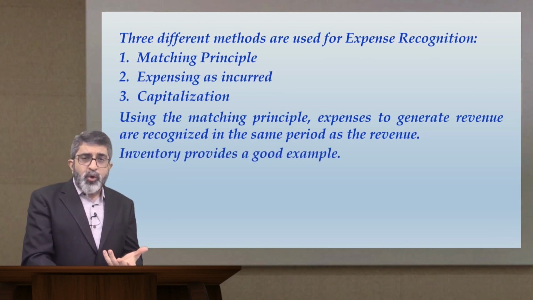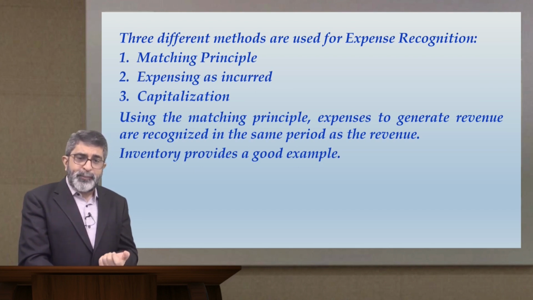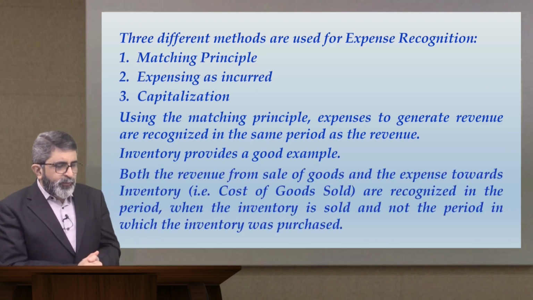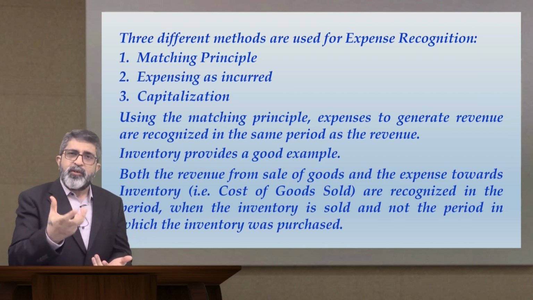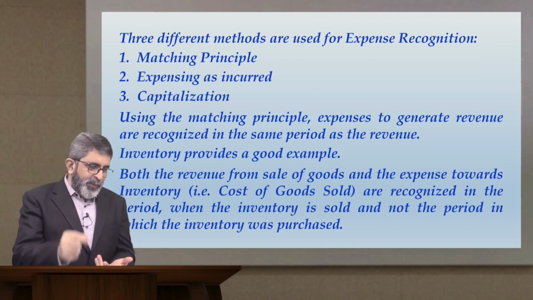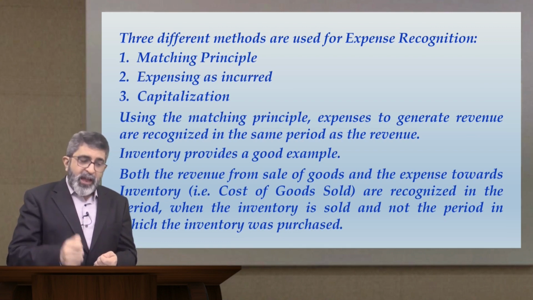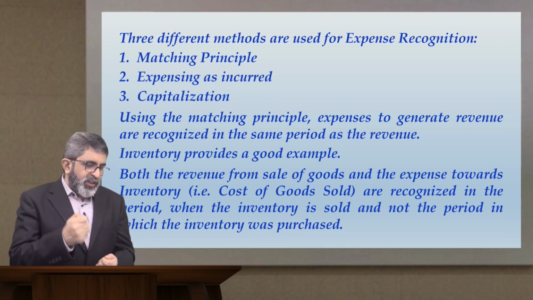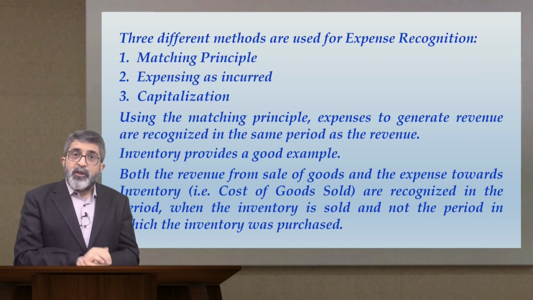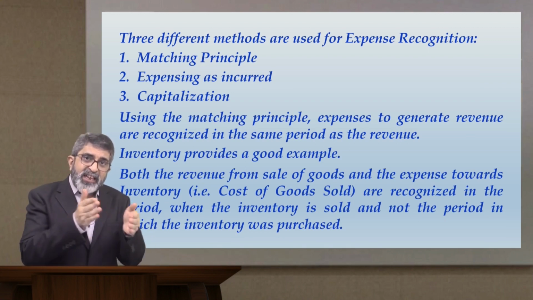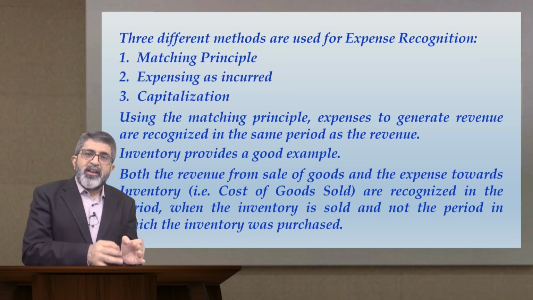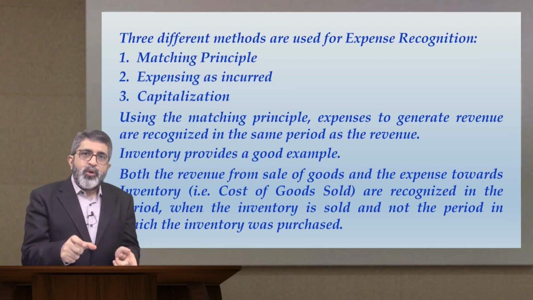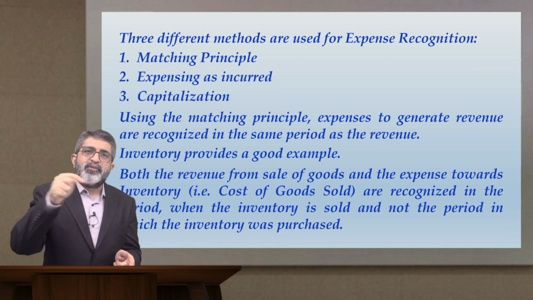Inventory provides a good example. I already explained to you an example of inventory. Both the revenue from sale of goods and the expense towards the inventory, that is cost of goods sold, are recognized in the period when the inventory is sold and not in the period in which the inventory was purchased. So when you are purchasing inventory, it is your asset actually. Until sold, it is your asset. The day it is sold, the cost of that inventory becomes your expense.